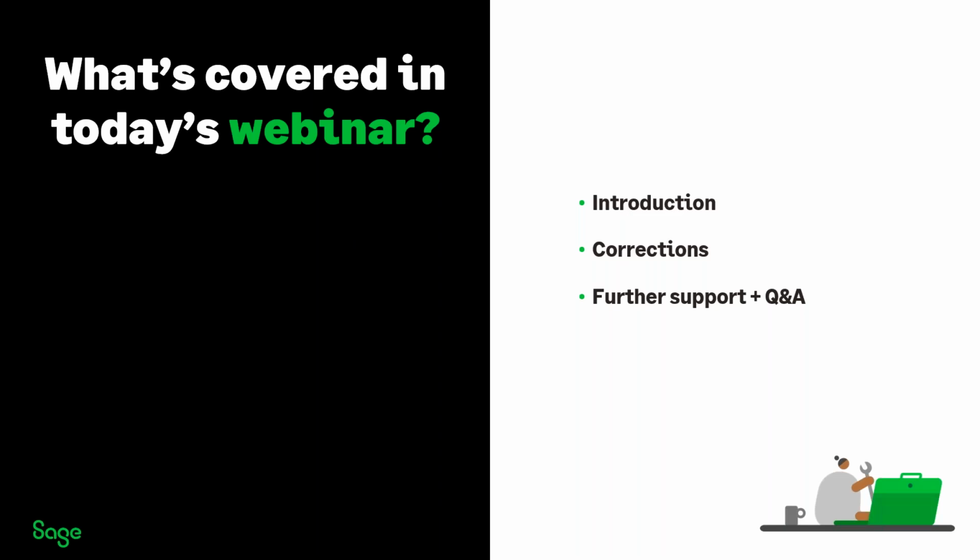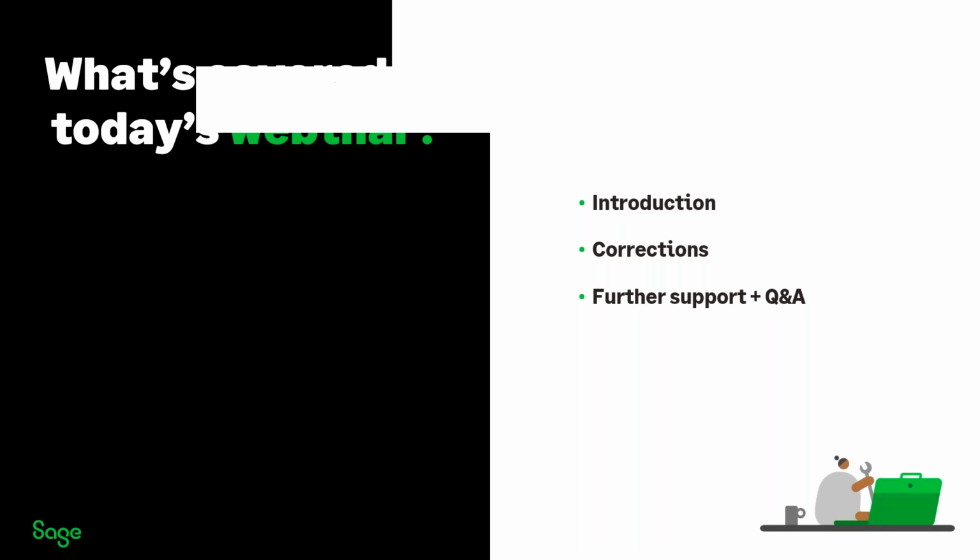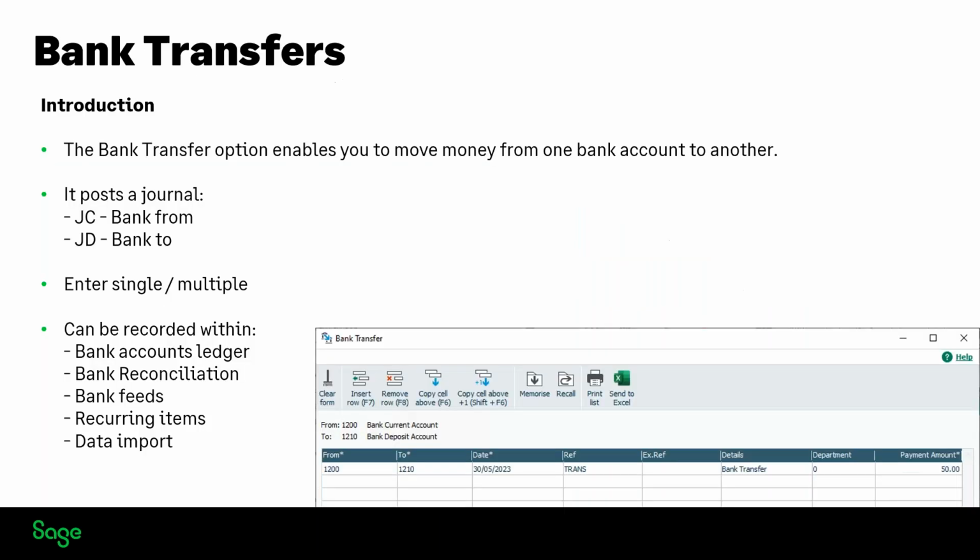Right, so without further ado, we'll get stuck in. So bank transfers, nice simple option. Well, hopefully you'll think that when we're finished anyway. So the bank transfer option, basically, it enables you to move money from one bank account to another. It's a simplified form of a journal entry.